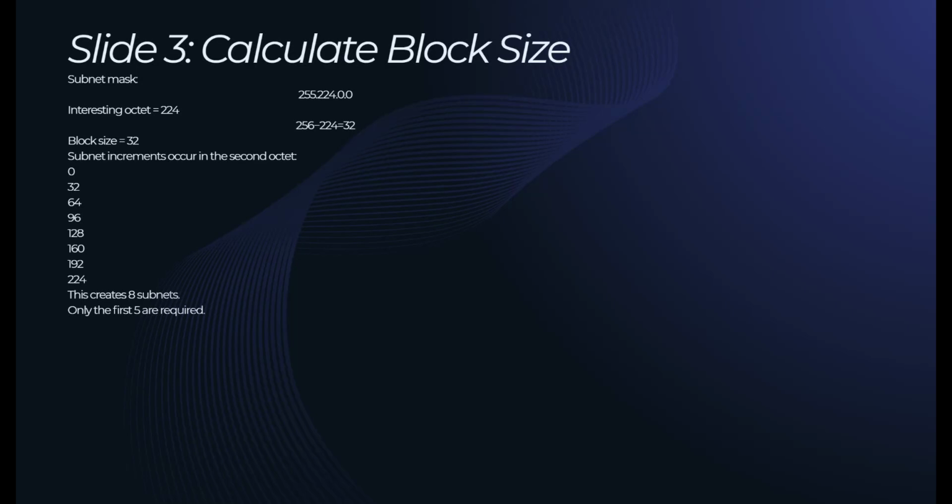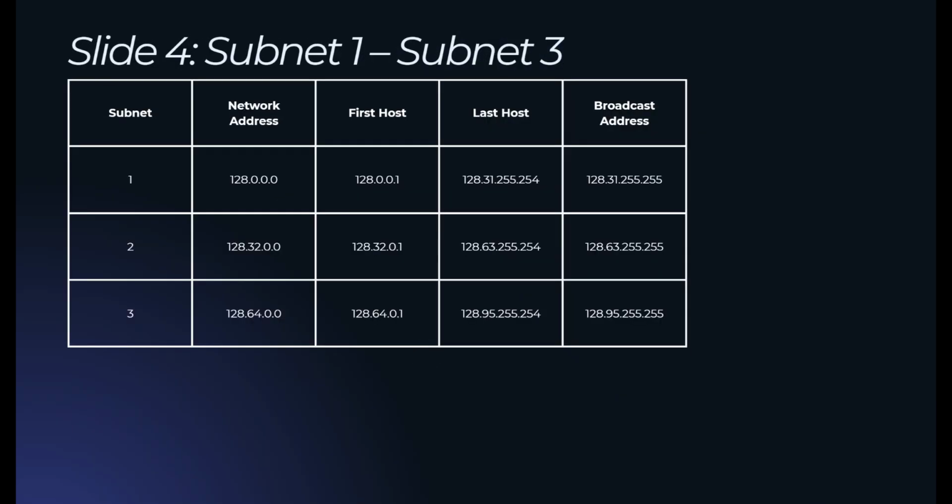For subnet 1, the network address is 128.0.0.0, the broadcast address is 128.31.255.255, and the usable host range is from 128.0.0.1 to 128.31.255.254.